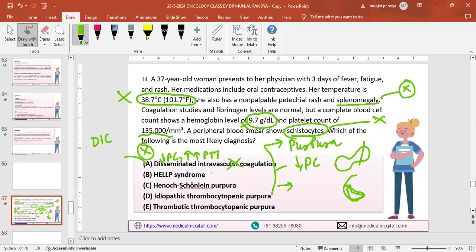There will be elevated liver enzymes, which is also not there. The full form of this is hemolysis, elevated liver enzymes and low platelets. So low platelets are there, but elevated liver enzymes are not there, meaning liver function test, LFT, is not abnormal here. So HELP is not there. And the biggest thing is the pregnancy, isn't it? Anyway, is HSP there or not?